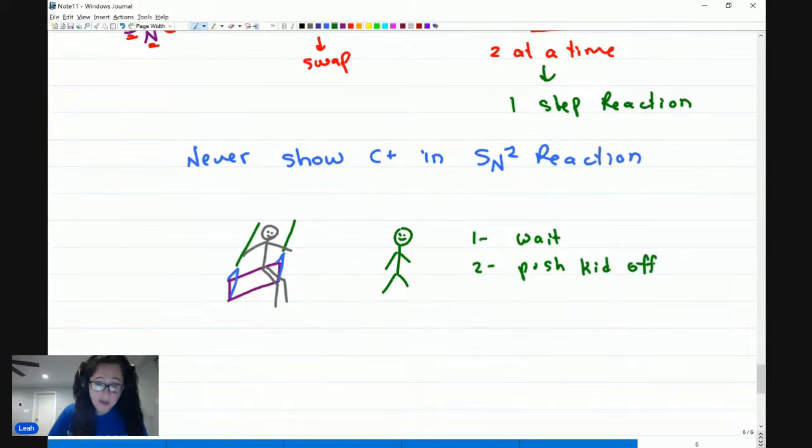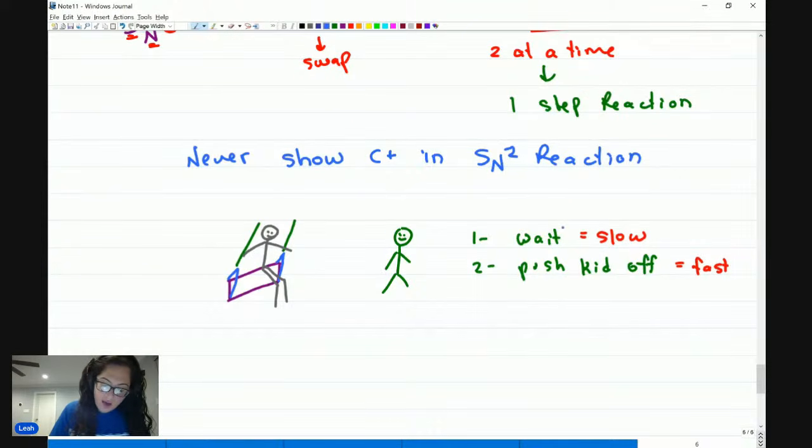I don't know about you, but if I push someone off a swing, that swing becomes immediately available and now it's all mine and I don't have to wait. I'm not going to push any kids off the swing. But the idea here is that the wait is slow and pushing the kid off is fast. This is the difference between an SN1 and SN2 reaction.